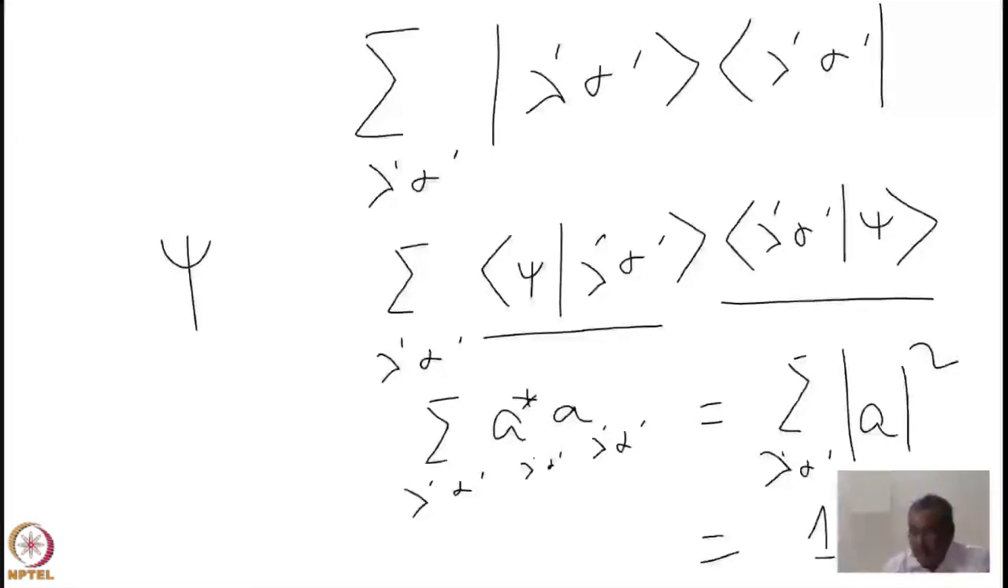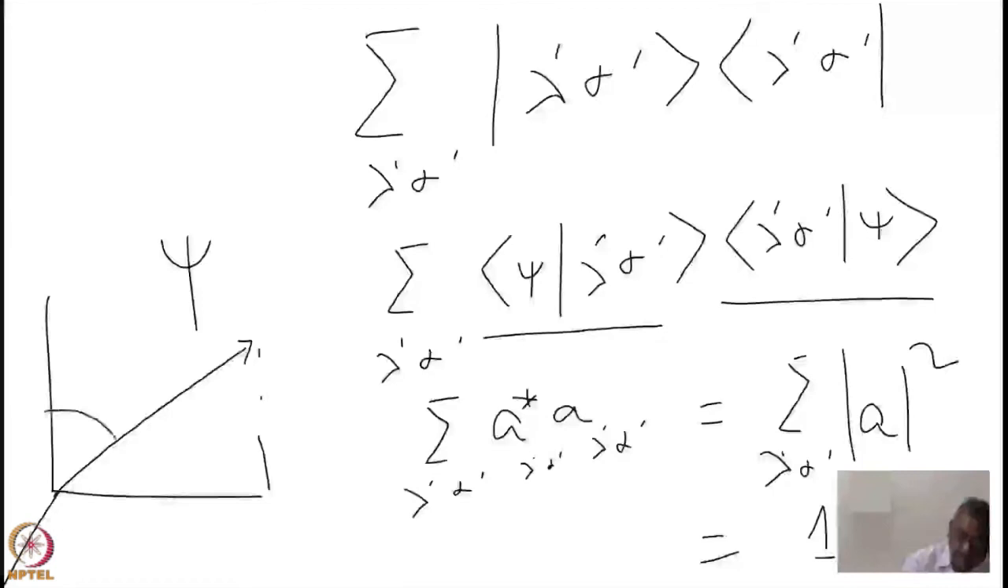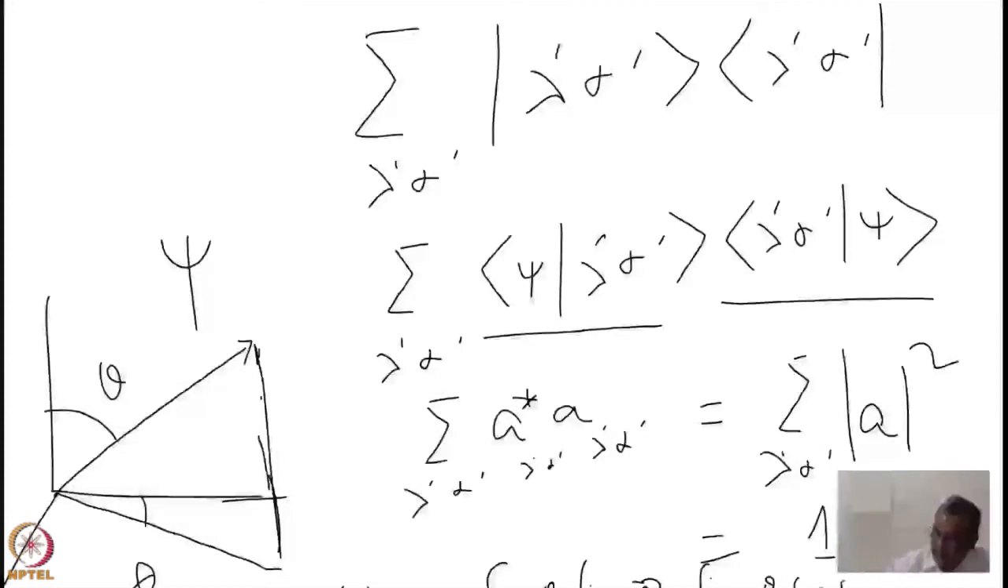Because if I sum all the components of a wave vector, this is just like if I have a vector in three-dimensional space. If I add up all the direction cosines, it will be cos theta, sine theta sine phi, and sine theta cos phi. If I square them and add them up, it will be cos square theta plus sine square theta equal to 1. It is the same thing in the wave vector space, and that's why we put lambda prime, sigma prime. If I consider transition probability to all the final states, they will go to 1.